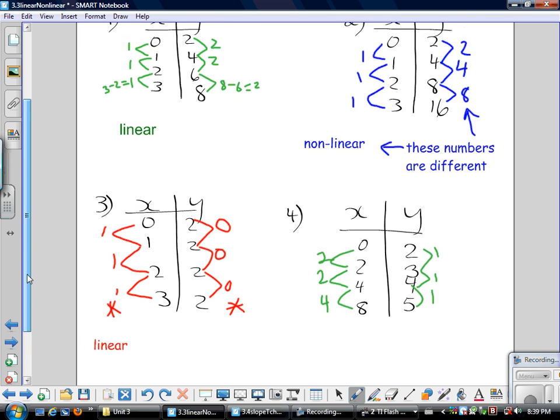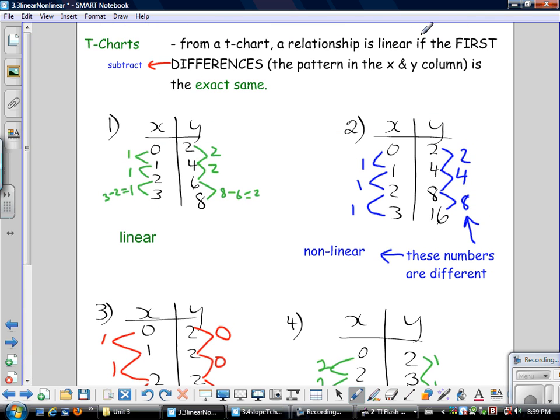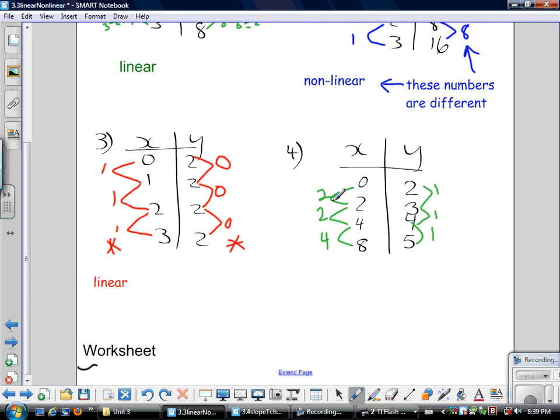If I look back up here, what you said is if the first difference is the pattern in the x and y column is exactly the same, so if they are exactly the same numbers in each column, then it's linear. But if one is the same, the y's, but the x's are different, you can't say that it is linear. Okay, so that's a little bit confusing. It's kind of like those exception to the rule kind of questions.